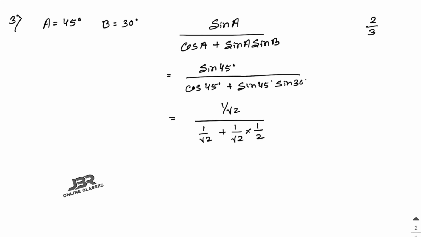Sin 30 half. So here in numerator you have 1 by root 2. Here the LCM is 2 root 2. So it means here 2 plus 1. Then here root 2 cancel out. So it will be here 2 by 3, and it's proved. Next, sum number 4. In sum number 4, taking A equal to here 60 degree, B equal to here 30 degree.